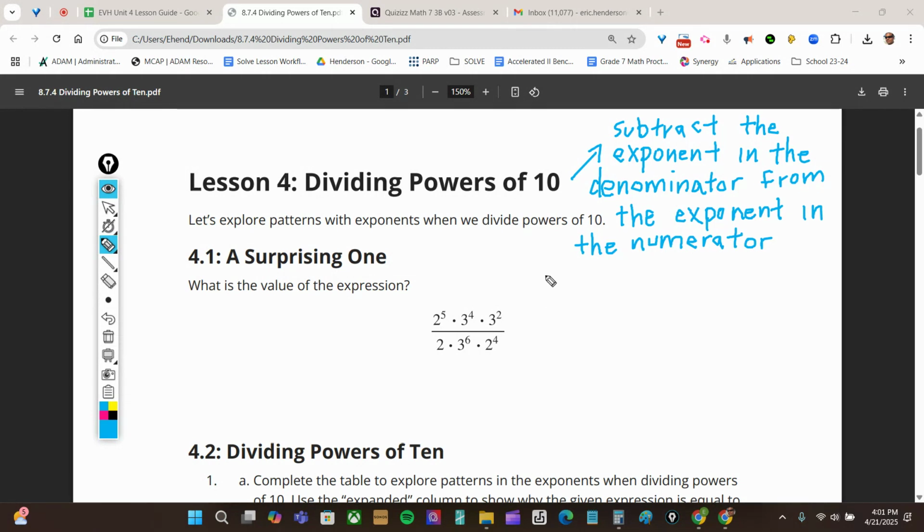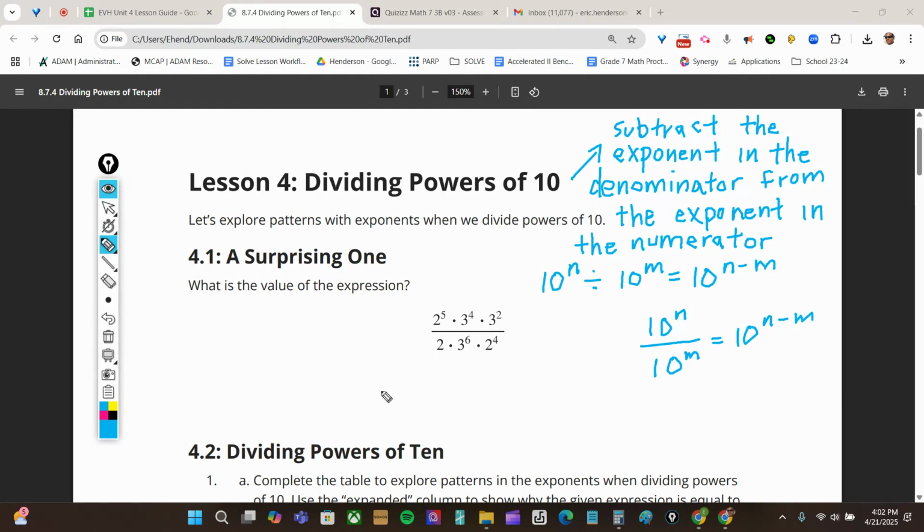Okay, so 10 to the n divided by 10 to the m equals 10 to the n minus m. Okay, so that's 10^n divided by 10^m equals 10^(n−m).